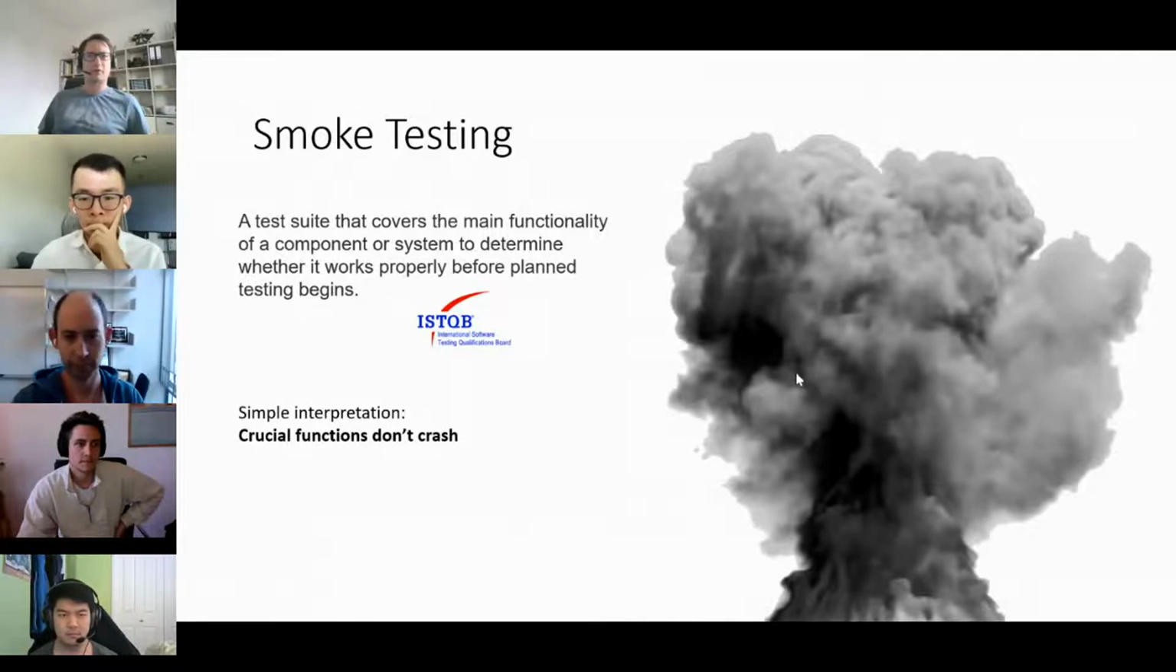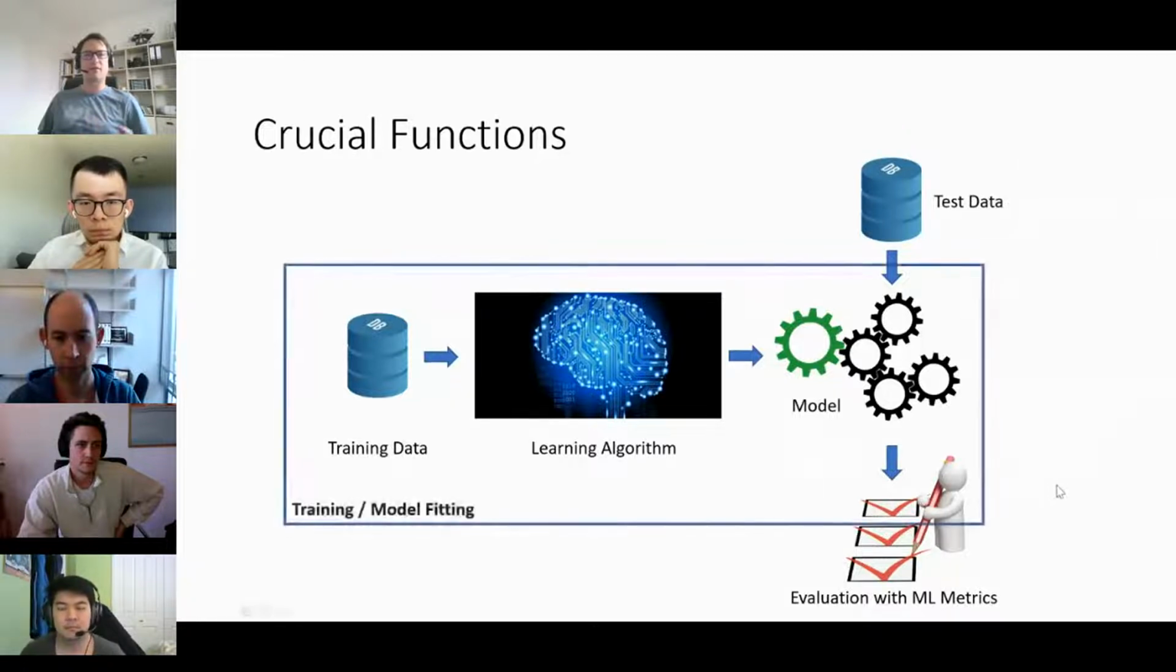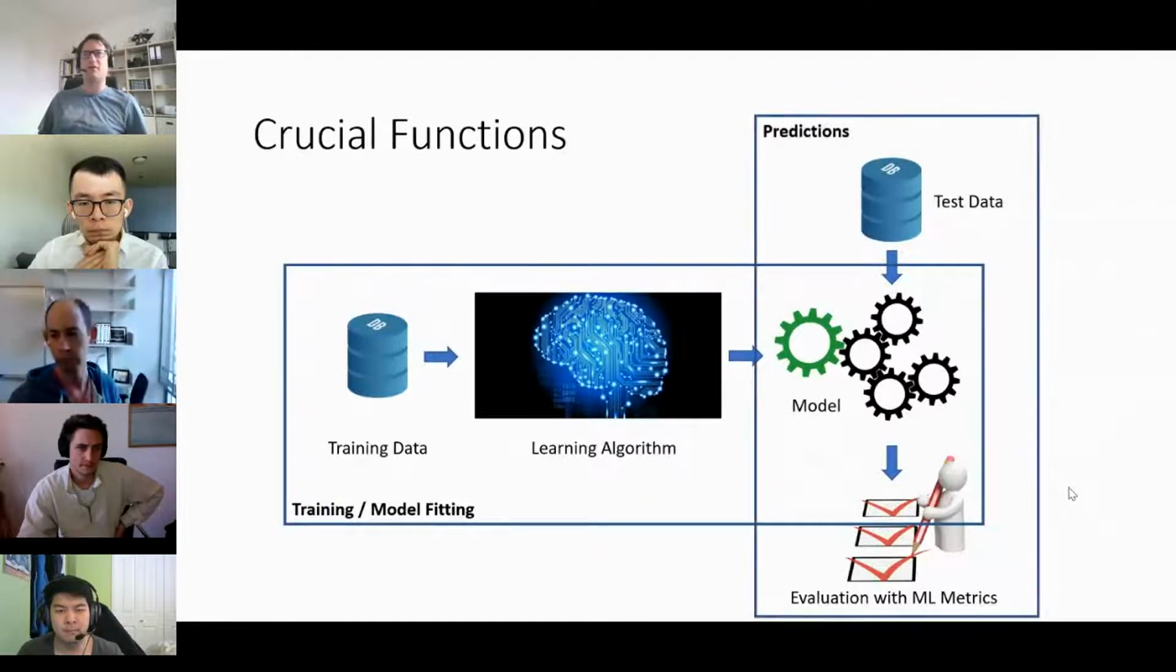So we thought about what are the crucial functions here? Well, the main machine learning workflow more or less looks like this. We have training data, we feed it to our learning algorithm, we get a model, we then feed in more data for testing, and we evaluate it. So this is what should be working. We must be able to train with our data, and we must be able to predict with our data. And this shouldn't crash. So we have a very simple test oracle. If the libraries crash, it's probably a bug.